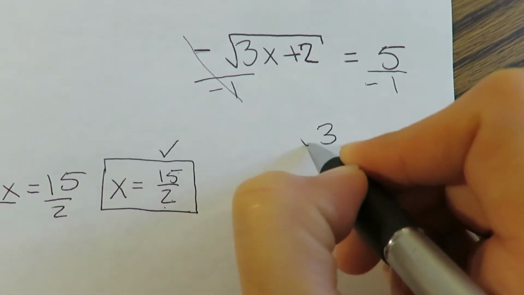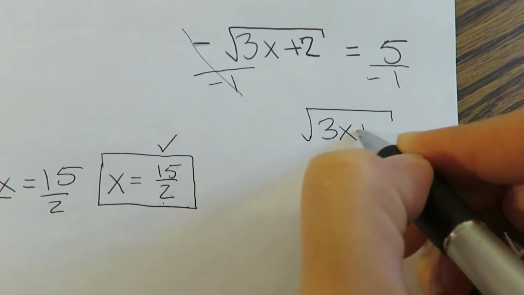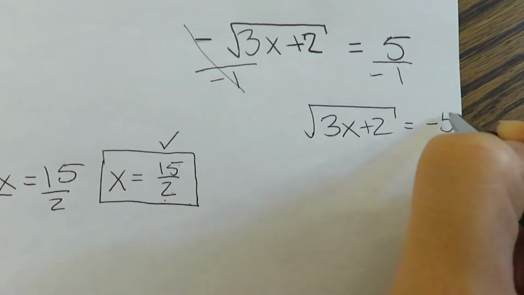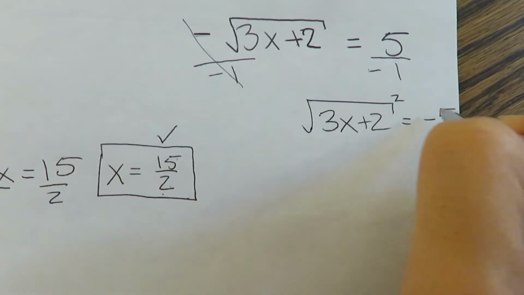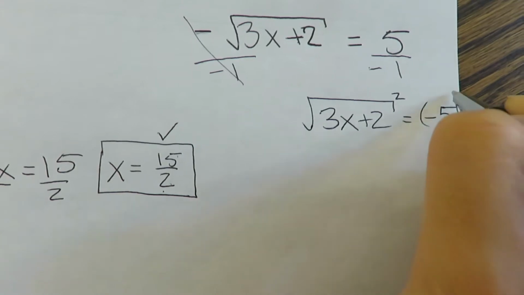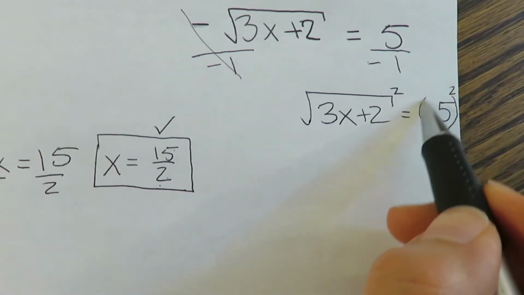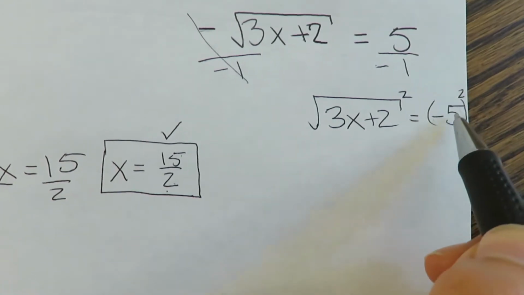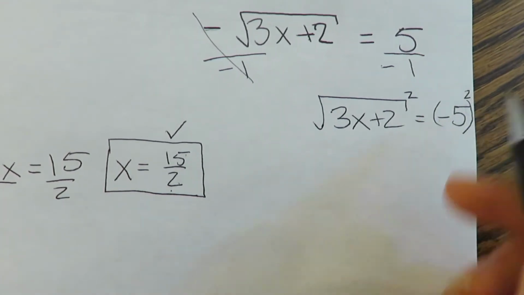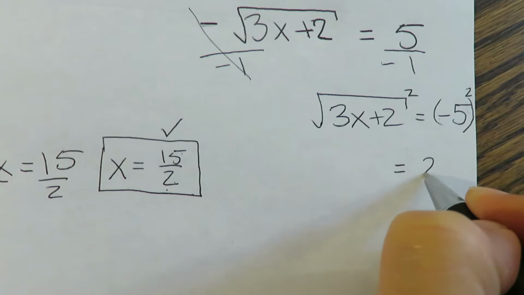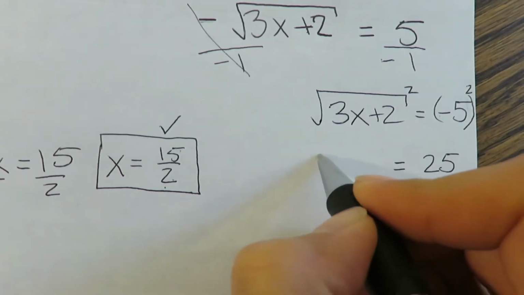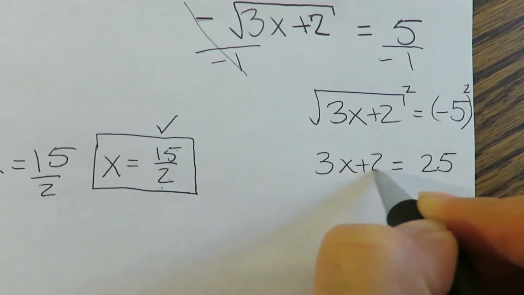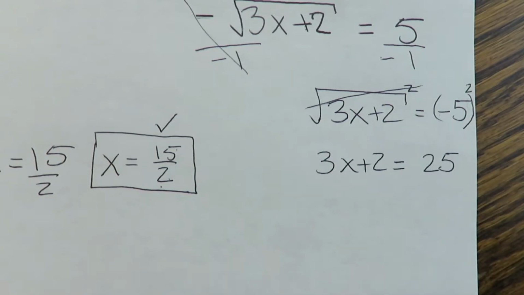So now I have the square root of 3x plus 2 equals negative 5. I'm going to square both sides. Make sure when you square with a negative number, if you're squaring that whole side, it's the whole thing squared. So it's not just 5 squared and then a negative, but it's negative 5 times negative 5, which is positive 25. And then I'm left with 3x plus 2 because my squared and square root canceled out.